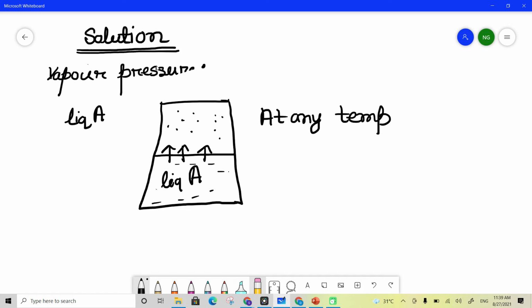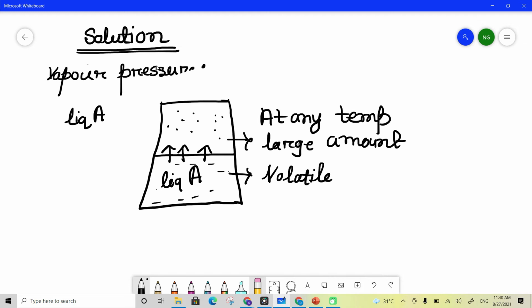So what happened basically? If this liquid is volatile, then this gaseous molecule will be in large amount, and this gaseous molecule is now giving a pressure to the wall of this container. Basically, this pressure of the gaseous molecule is called vapor pressure, because this is the vapor of this solution and this gives the pressure to the container walls. So we can say vapor pressure, that is PA naught.